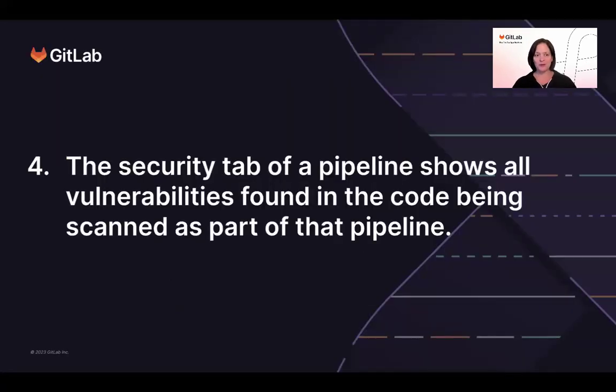And that brings me to golden rule number 4, which is that the security tab of a pipeline shows all the vulnerabilities found in the code being scanned as part of that pipeline. Or with the case of a DAST scan, it shows whatever environment was specified as part of that DAST scan. So I use the term code being scanned loosely here. We know sometimes it's source code, sometimes it's container images, sometimes it's packages based on dependency package files, etc.